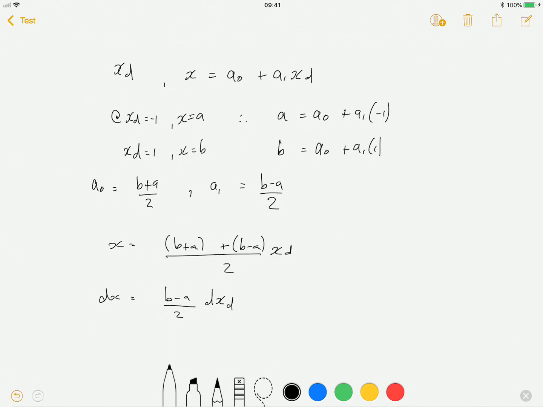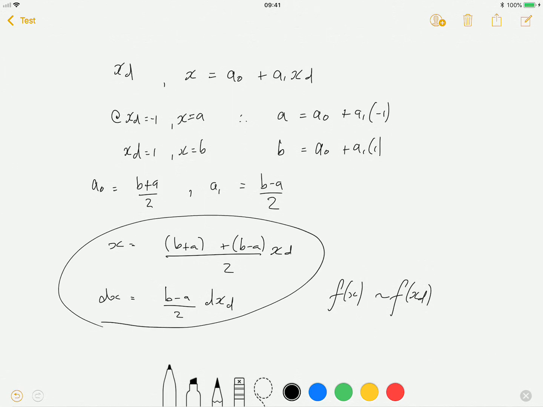In other words, if we had a function f of x and we wanted to change the variable to f of xd, this relationship describes how we do that. And then if we wanted to integrate our function, where we had the integral, say, of f of x dx, we would have to apply our Jacobian. Now we change the variable to f of xd, and we'd have to multiply by our Jacobian, (b minus a) over 2 dxd.